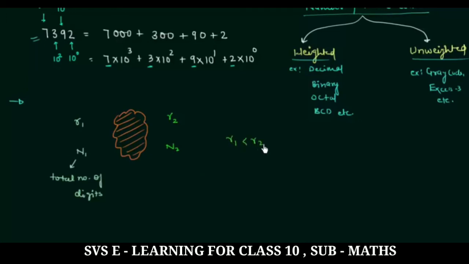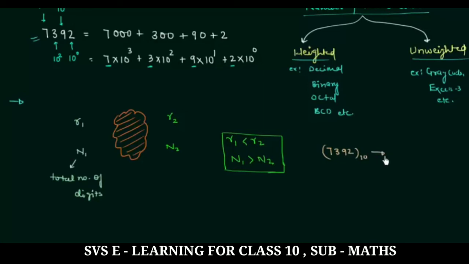For an instance, let's say R1 is smaller than R2. The base R1 is smaller than the base R2, then capital N1 is greater than capital N2. This is very important point. When base increases, the digits required to represent the quantity decreases. For example, 7392 is the decimal number which is used to represent the quantity.